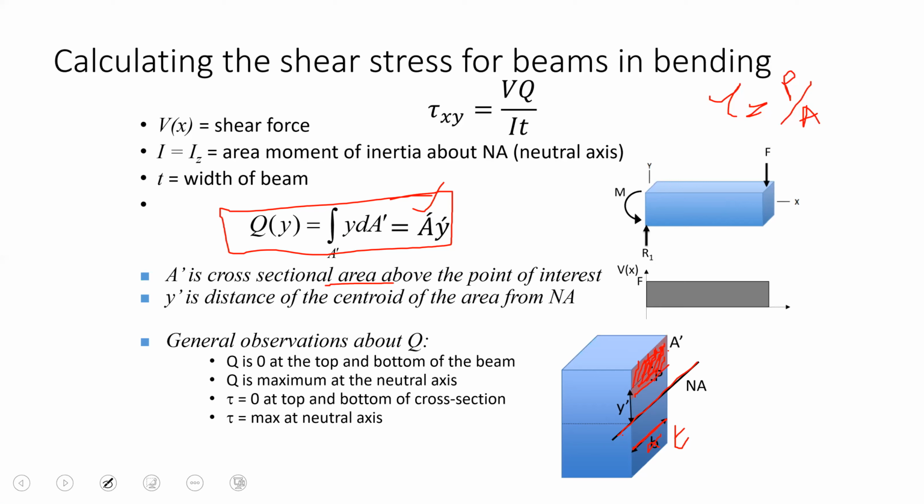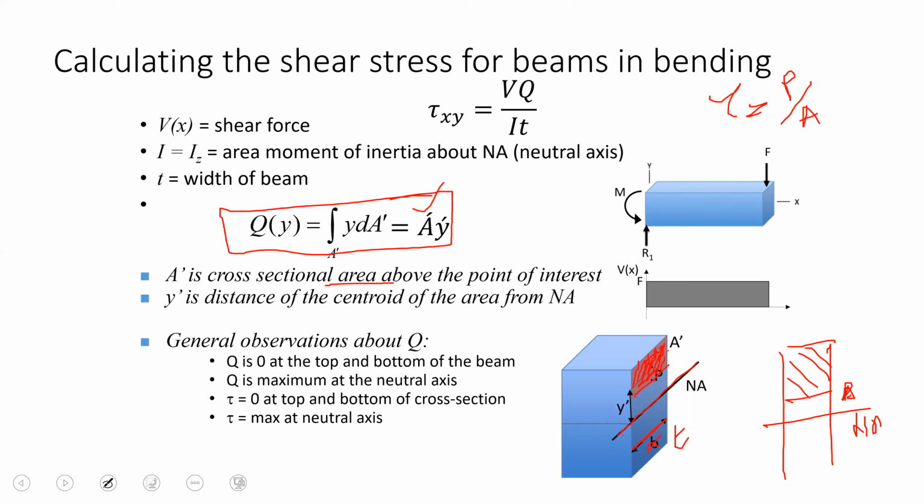So this may vary. For example, if this is the neutral axis, and this is the point of interest P, then this whole part will be your area. The point of interest can be anywhere above the neutral axis, on the neutral axis, below the neutral axis, or at the extremes of the section. So the area above or below the point of interest will be A dash.